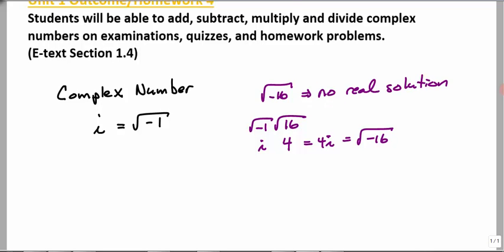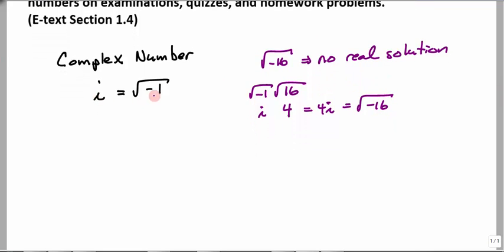Now there's a few that we'll want to have memorized here besides i equals the square root of -1. We also want to know what i squared, i cubed, and i to the 4th is. And if we have these four memorized, we'll be able to work most problems pretty easily. I'll also show you how to use your calculators here to check your work.